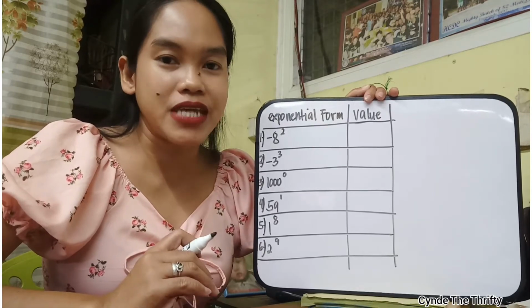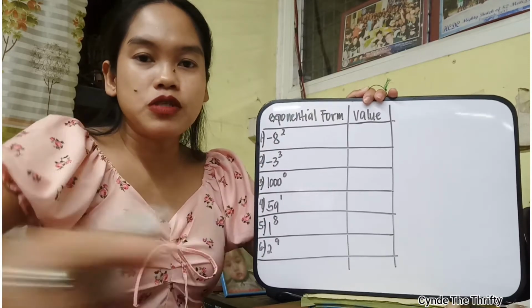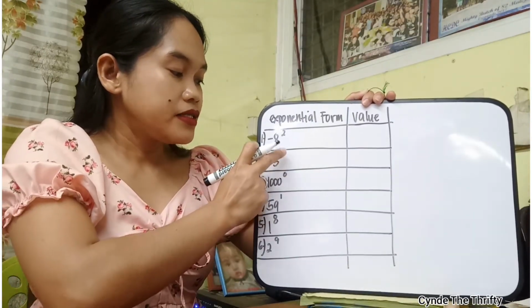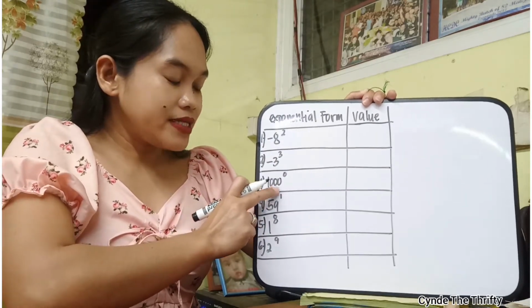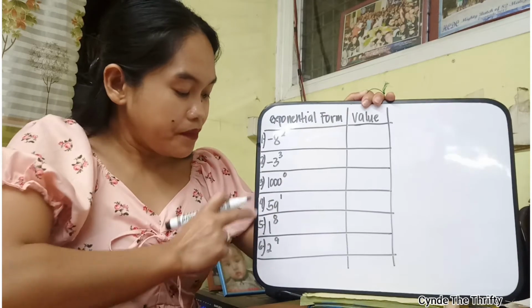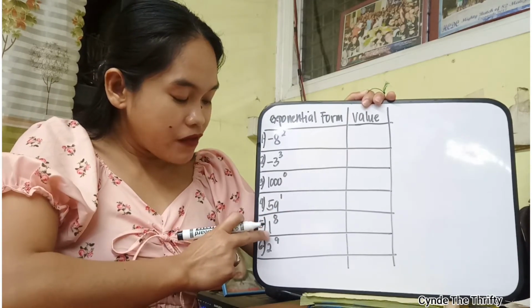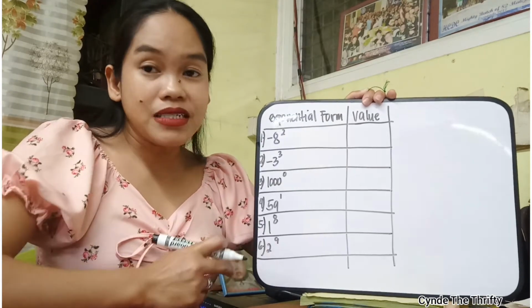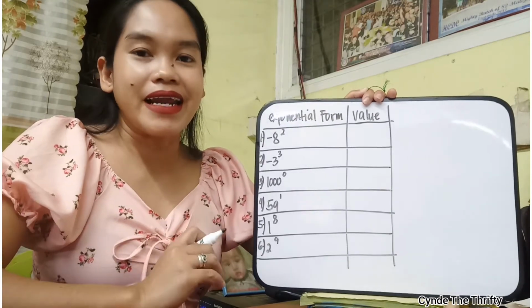So, meron tayong number 1, negative 8 raised to the power of 2 or negative 8 squared. And number 2, negative 3 to the third power or negative 3 cubed. Number 3, 1,000 raised to the power of 0. Number 4, 59 to the power of 1. And number 5, 1 to the 8th power. And number 6, 2 to the 9th power. Ibibigay natin ang kanyang value based sa ating napag-aralan.